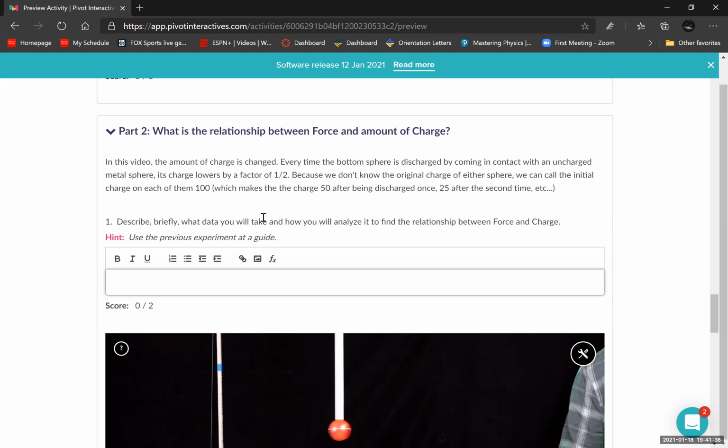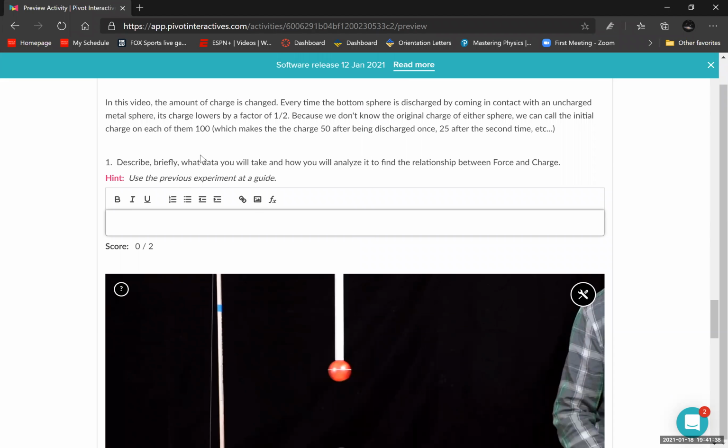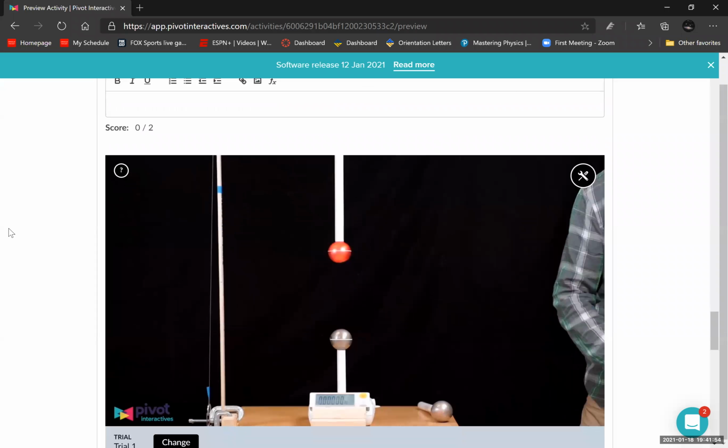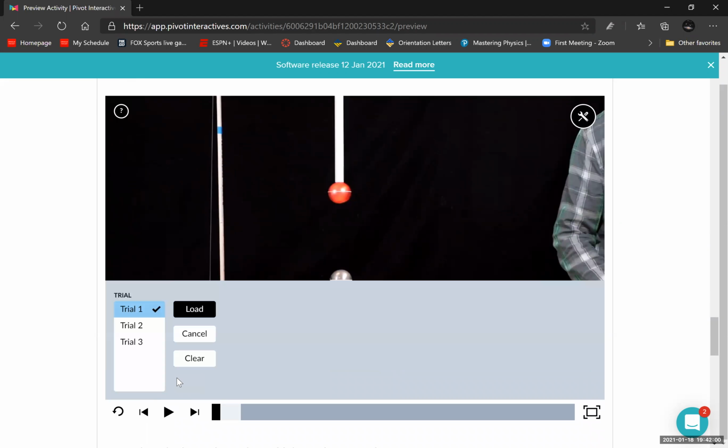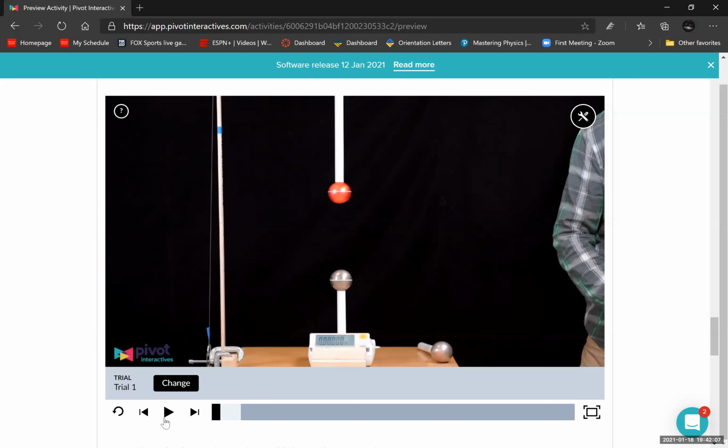So here's a question. It says, describe briefly what data you will take and how you will analyze it to find the relationship between force and charge. Okay, so think about it. Just put it there, and again, use the previous experiment as a guide. All right, so then we're coming back to this experiment. One of the things you can see here is trial one, trial two, trial three. Okay, so now this is a little bit different experiment, because see what we do in this experiment.